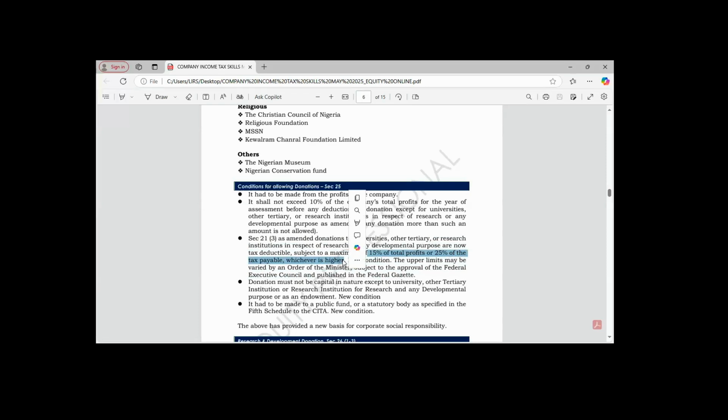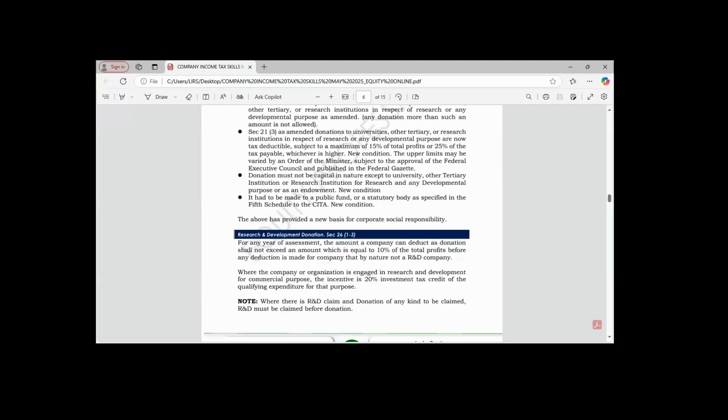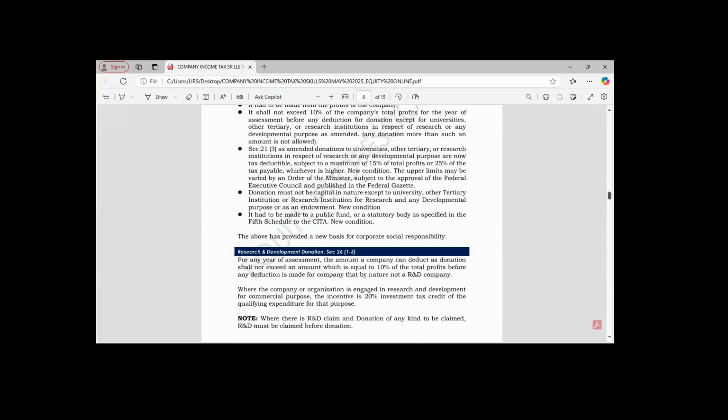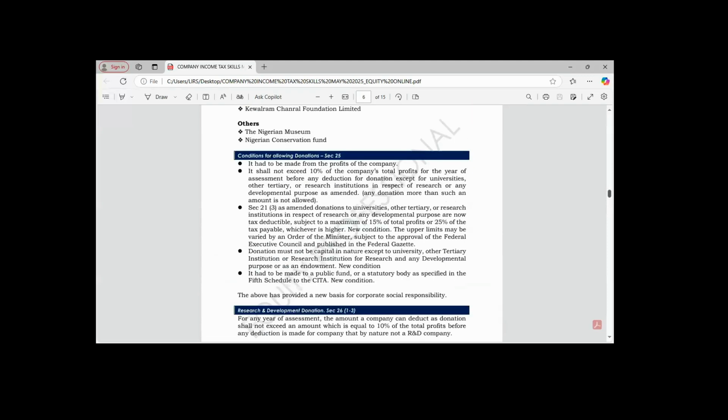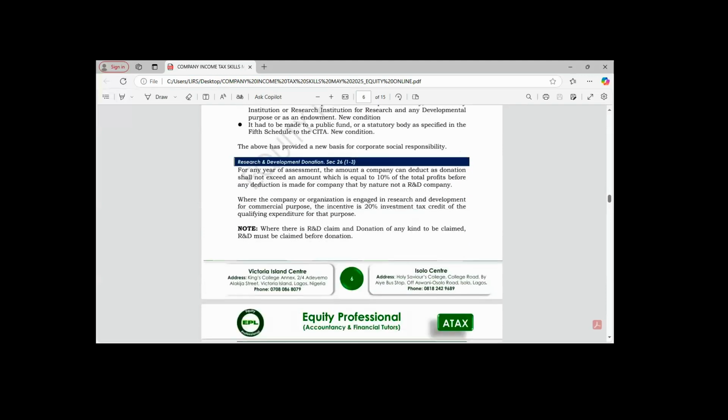But in the case of other donation, it must not be more than 10% of total profit. The donation must not be capital in nature, except the one you are donating to a university or other tertiary institution or research institution. Then it must be made to those bodies that we listed earlier. It must be made to any of those approved bodies before it can be approved.